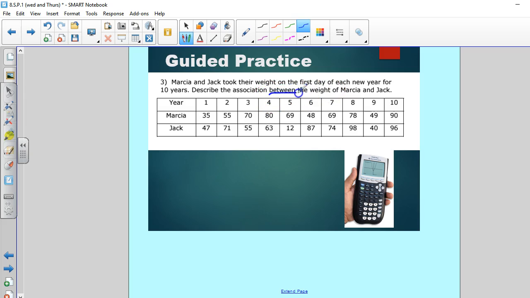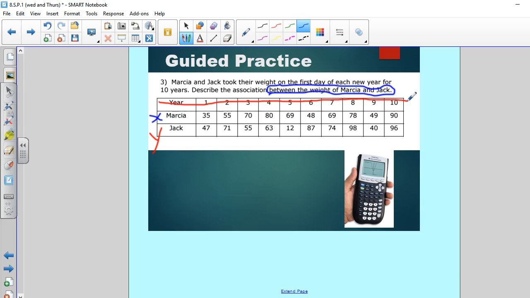Describe the association between the weight of Marcia and Jack. Now it's important that you read the words that are in these questions and statements because it tells you what it is that you need to compare. The two sets of data that we need are about Marcia and Jack. So I'm going to label Marcia with an X, and I'm going to label Jack with a Y, and I'm going to get rid of all of these years because I don't need that. That's too much information. I only want the data for Marcia and for Jack.